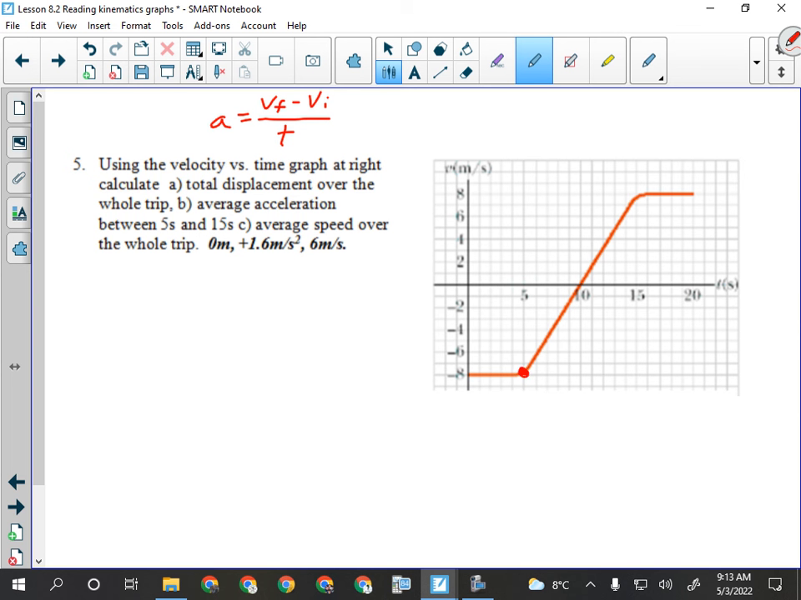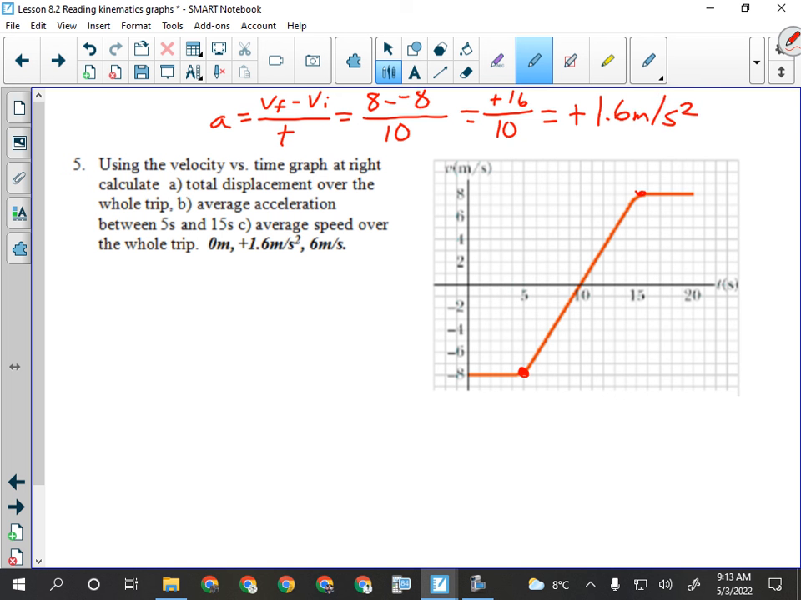For part B, it wants to know the average acceleration during the part of the graph where acceleration occurs. So between here and here. That acceleration lasts for 10 seconds. And if I'm just plugging into this formula here, my final velocity is 8 minus my initial velocity of -8, and that lasts over 10 seconds.